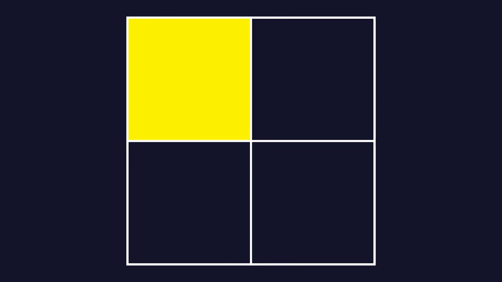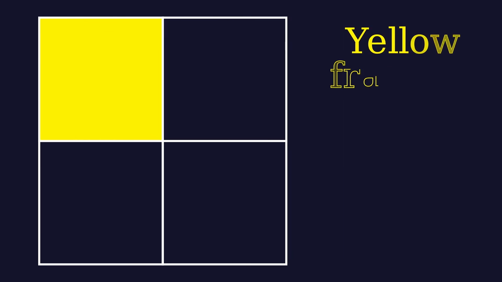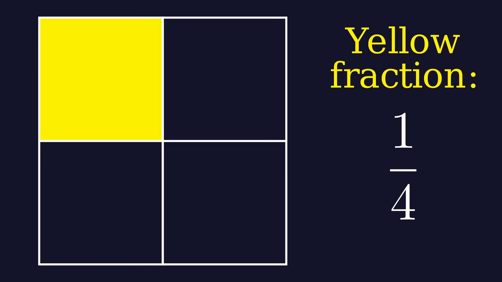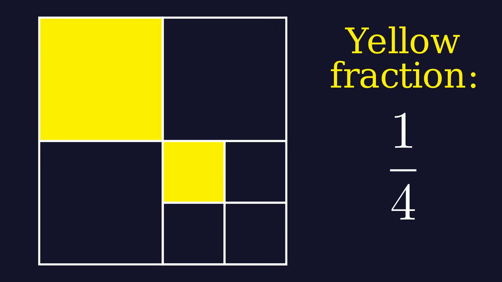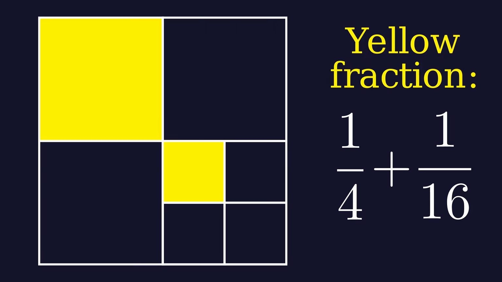This is a square. We can divide it into 4 smaller squares and paint the top left corner yellow. The fraction of the square filled with yellow is equal to 1/4. Now let's divide the bottom right square into 4 even smaller squares and paint the top left one yellow. Now the fraction of the big square painted yellow is equal to 1/4 plus 1/16.